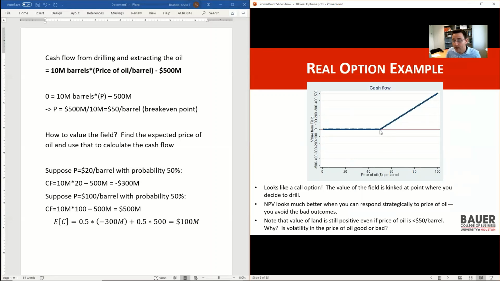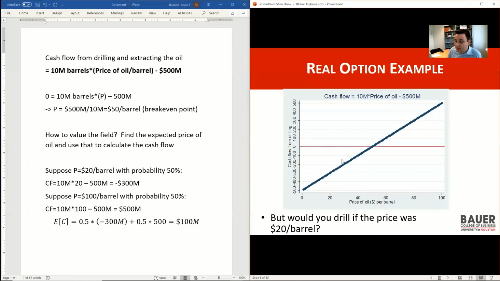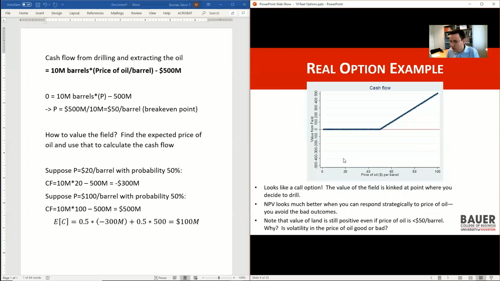When the price is below the break-even point, you don't drill. So what is the cash flow from that? It's just zero, right? You don't sell the oil, you don't extract it, so you don't get any revenues, but you also don't have to pay that $500 million cost, that extraction cost of 500. So you're just left with zero. And zero is a lot better than a negative number, right? All of these negative cash flows here, we don't like those at all. We would rather get rid of those and just replace them with zero. Okay, so if you have flexibility, that's exactly what you would do. You don't drill, you replace the negative cash flows with zero, and then you keep the upside.